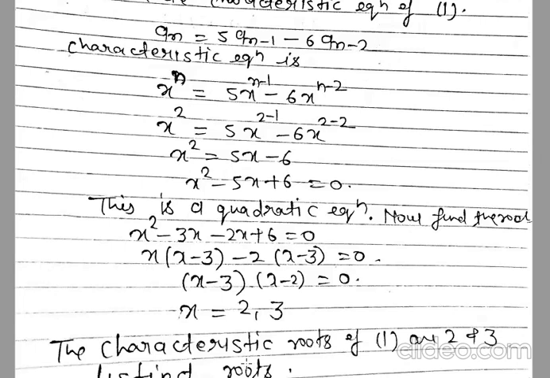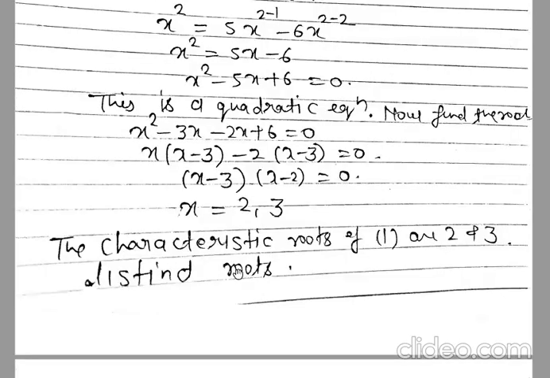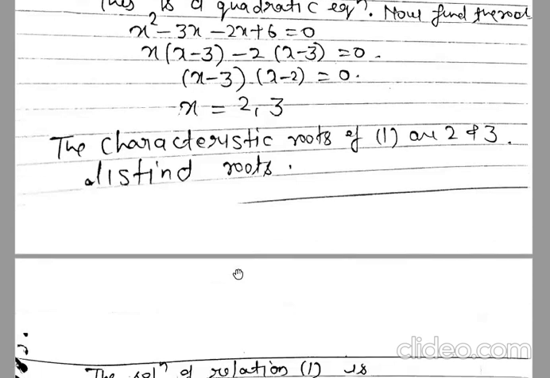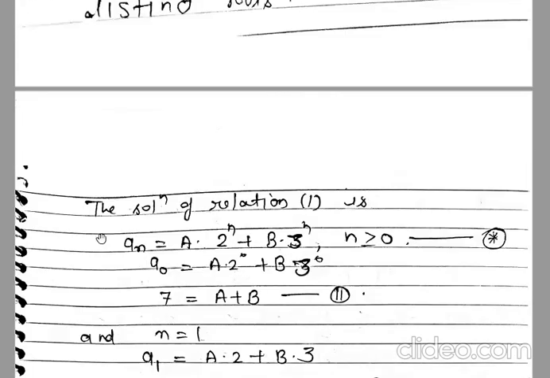This equation is a quadratic equation. So find the roots of this equation: 2 times 3 is 6. So we have x is equal to 2 and x is equal to 3 as roots of this equation. Both are distinct, right? So we can apply our distinct roots formula and the solution will be a_n is equal to a into 2 to the power n plus b into 3 to the power n. So a naught is equal to a plus b. This is your first equation.